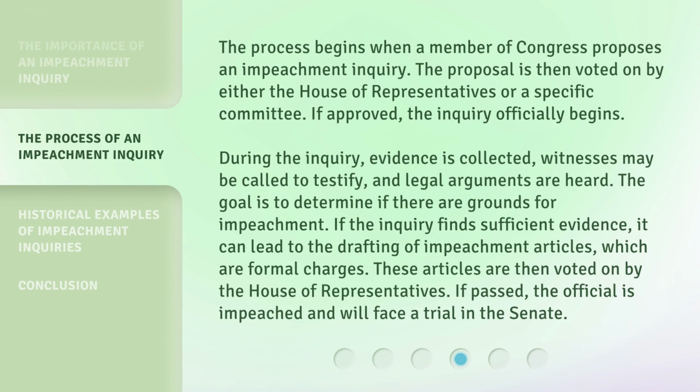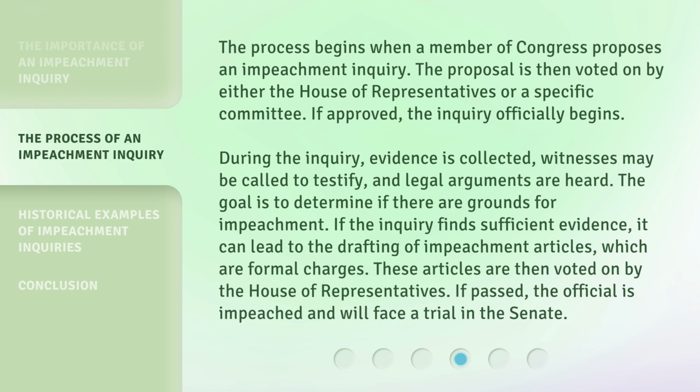The process begins when a member of Congress proposes an impeachment inquiry. The proposal is then voted on by either the House of Representatives or a specific committee. If approved, the inquiry officially begins. During the inquiry, evidence is collected, witnesses may be called to testify, and legal arguments are heard. The goal is to determine if there are grounds for impeachment.